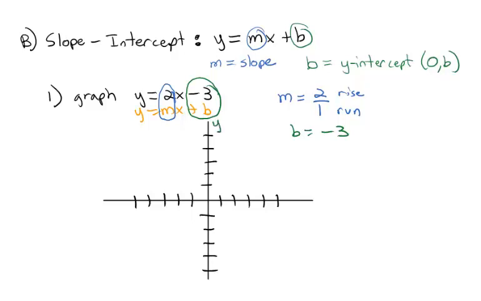The y-axis, you'll remember, is the vertical axis. And so at negative 3 on the vertical axis, we get our first point. From there, we'll use our slope to rise 2 and run 1 to get our next point. We can keep rise 2, run 1, and keep going like that to get to all of our points. Connecting the dots, we'll get our line.